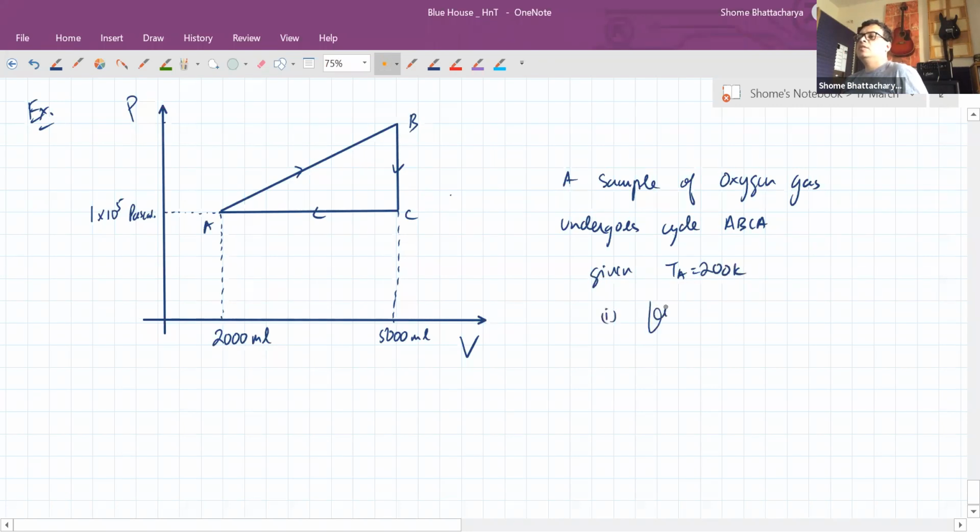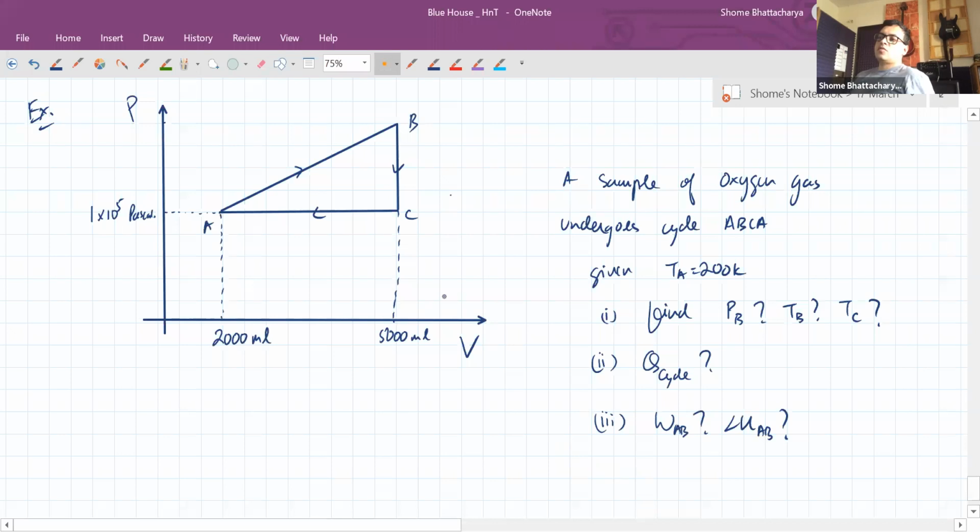So first of all, find the pressure at B, the temperature at B, and also the temperature at C. And then find the Q for the cycle. Also find the work done for the process AB and delta U for the process AB.